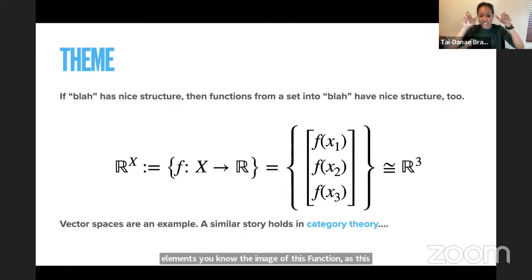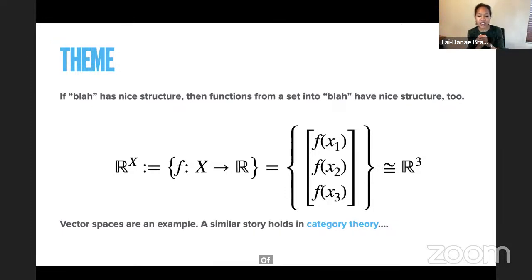I can actually organize the image of this function as this array, suggestively, because if I have 2 of these functions, or 2 of these arrays, I can add them. You just add functions pointwise, which corresponds to adding the entries of these vectors element-wise. You can multiply a function by a scalar and get another function. That just corresponds to multiplying the entries of this vector component-wise. You can multiply functions together.